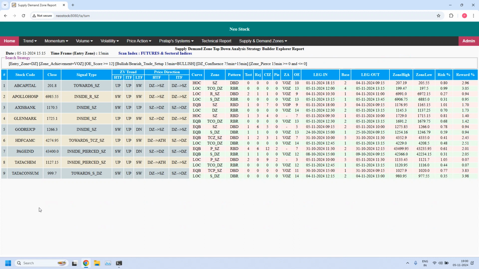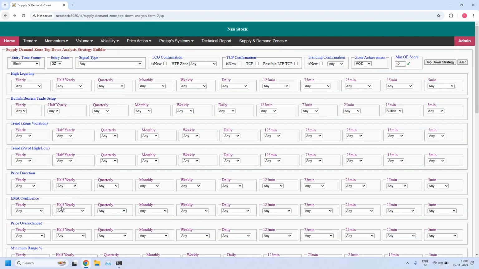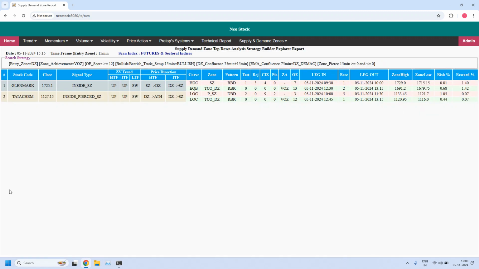In these 9 stocks, the entry time frame 15 minutes demand zones are part of the 75 minutes demand zone. That is ITF demand zone. So ITF trend always uptrend in bullish trade setup. If any of these 75 minutes demand zones are having daily EMA confluence, there could be even more high probability setup supported stocks. Let's verify. So in the EMA confluence at 75 minutes time frame, 75 minutes demand zone with daily EMA confluence filter is enabled. With this filter, we got 2 stocks. So these 2 stocks, demand zones are even more high probability setup supported stocks. And also both these demand zones are TCO demand zones.